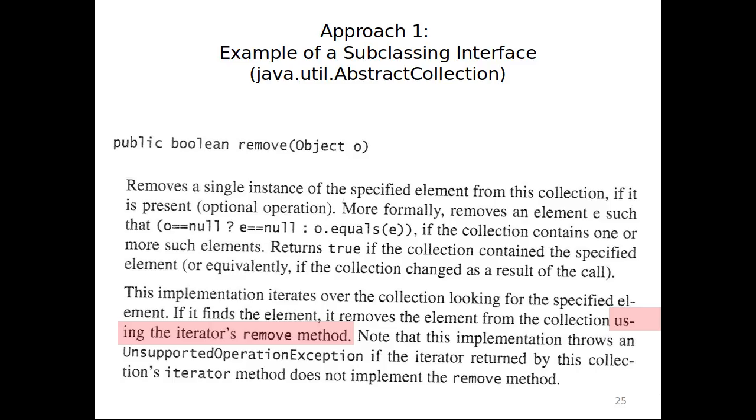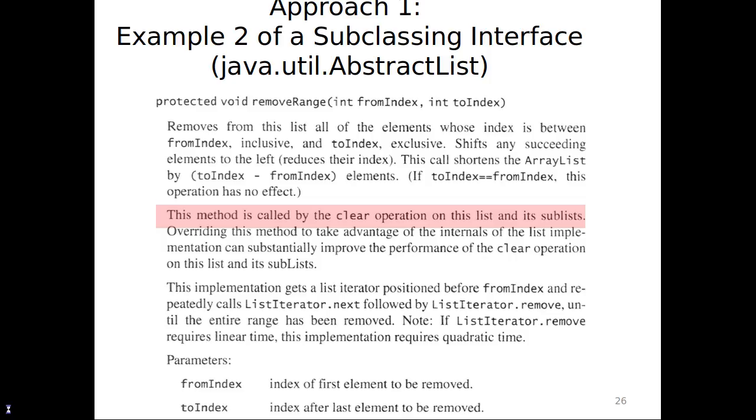Here, there's some further information. You notice this is information that isn't required for a user of this, but for someone who's thinking about subclassing it. So this actually says the implementation iterates over the collection looking for the element. If it finds it, it removes it from the collection using the iterator's remove method. Okay. Note that it comments also on the exceptions provided if there's an issue. So the point is, it's actually telling something about what it's calling in the context of the implementation.